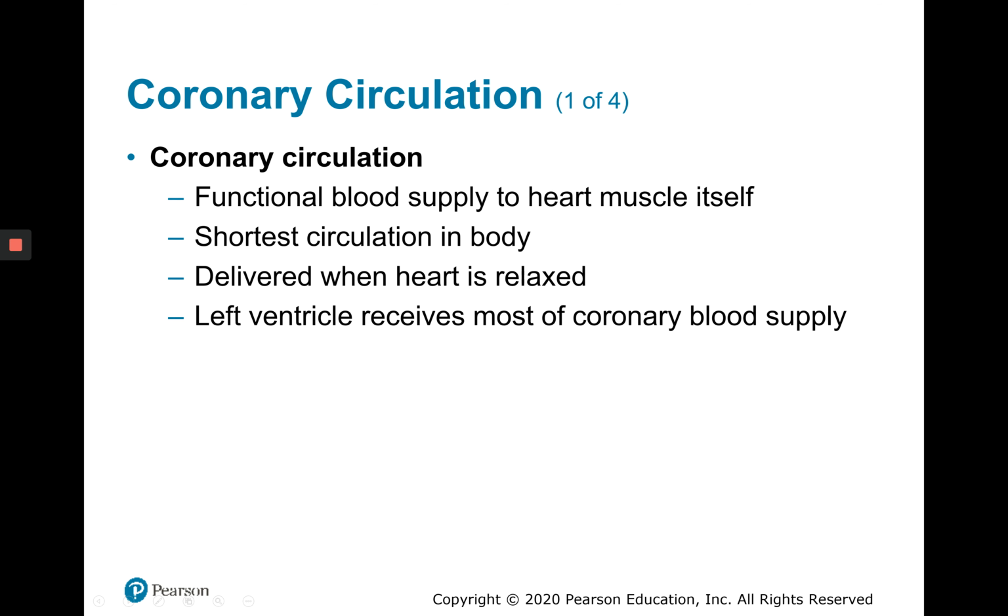Let's also briefly talk about coronary circulation. So this is the functional blood supply to the heart muscle itself. Shortest circulation in the body, makes sense. It's blood flow from the heart to the heart muscle and then back. So very short. And we can only deliver oxygenated blood to heart muscle tissue when the heart is relaxed. Otherwise, when the heart is contracted, we're actually contracting the coronary arteries themselves and blood can't get through. We also can't drain blood when the heart is contracted.